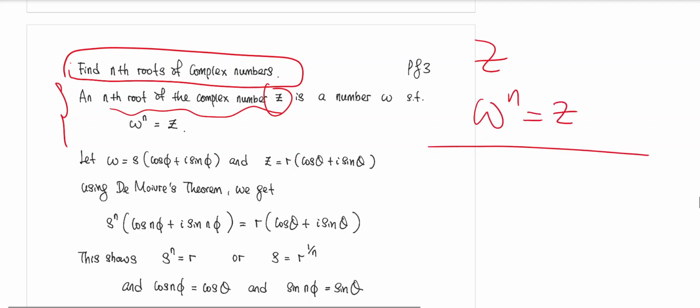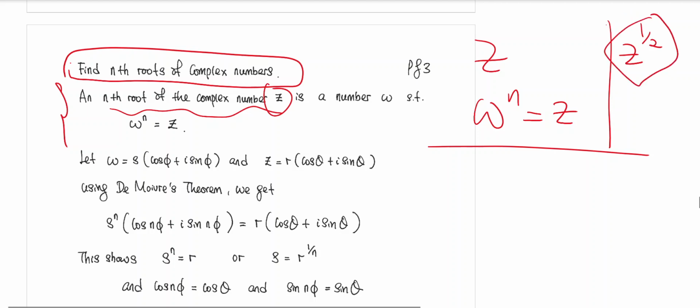So for example, if you are looking for the root, you're looking for this thing. Traditionally, this is how we write it, and we want to look at what this thing is.